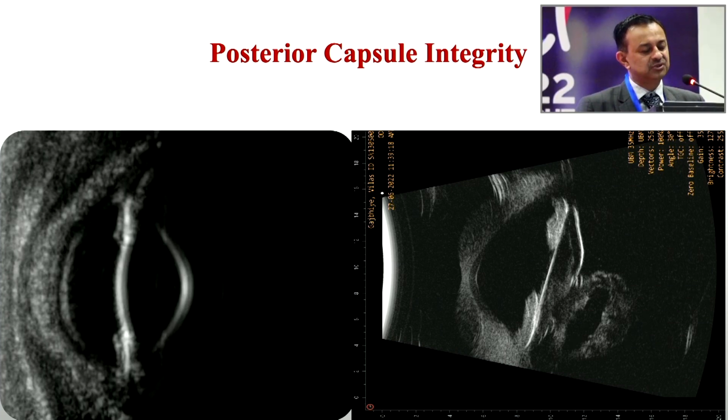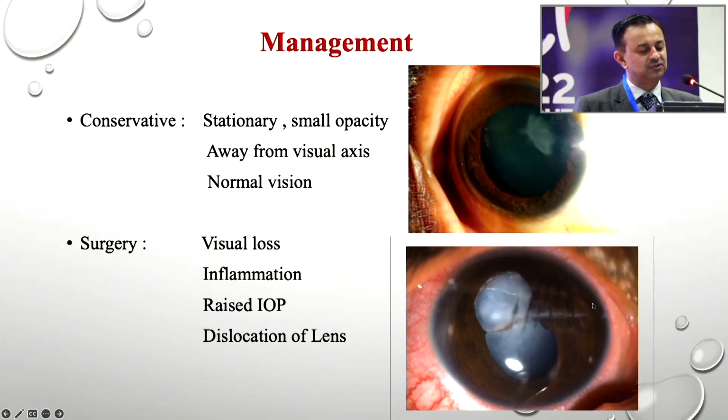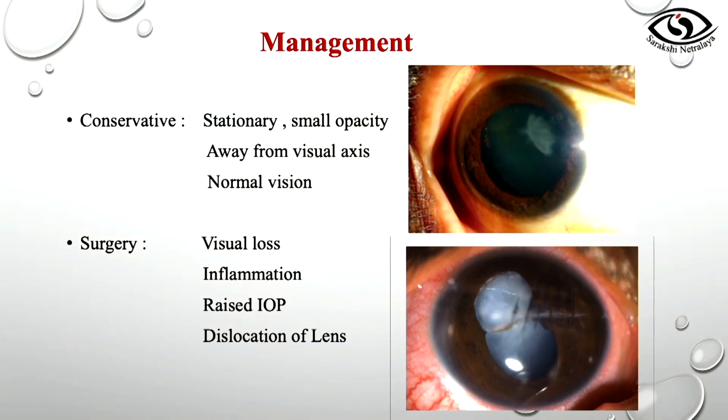If the posterior capsular integrity, as you see here, is fine, it is the domain of an anterior segment surgeon. But if you see a rupture in the posterior capsule, and you can see a nucleus here, it's no longer your domain. Just refer it to a vitreoretinal surgeon for proper management. So how do you manage? Should all traumatic cataracts be operated?